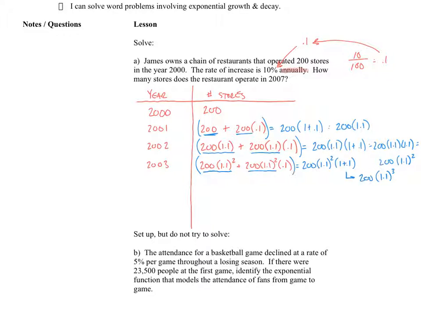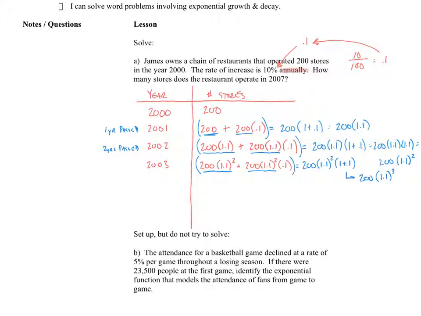And you're starting to notice something that's happening as we go along. In the year 2000, 0 years had passed. But in the year 2001, 1 year has passed. In the year 2002, 2 years have passed.